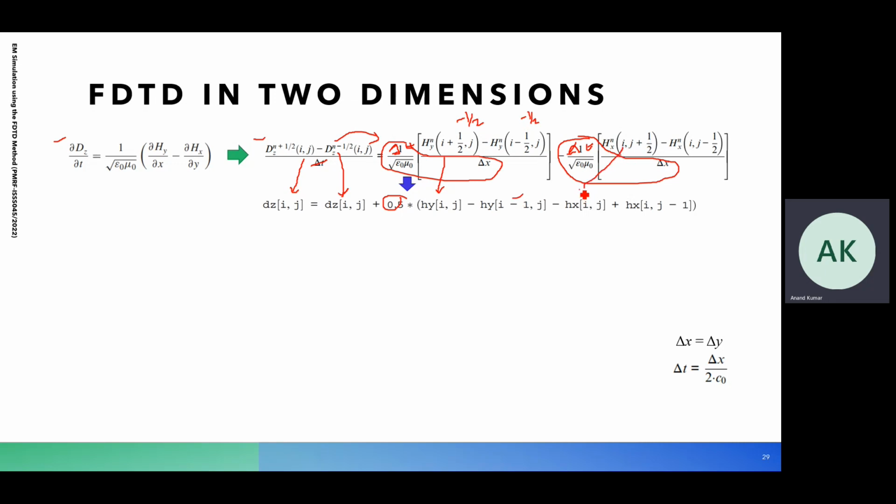Similarly, this term over here, if you write a minus half over here, you will get this i, and if you write a minus half over here, you will get j minus 1. So you got the update equation, the computer compatible update equation for the first Maxwell's equation. Similarly, we will do for the other magnetic fields.